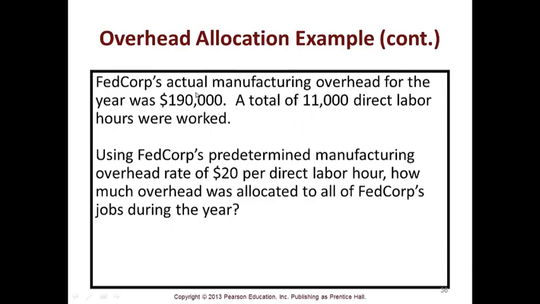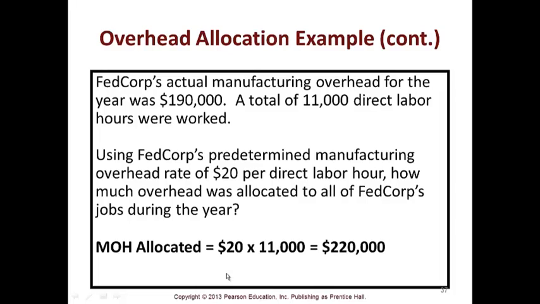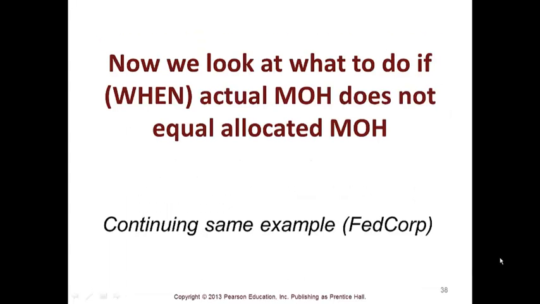FedCorp's actual manufacturing overhead for the year ended up being $190,000. So a total of 11,000 direct labor hours were worked. Using the predetermined manufacturing overhead rate of 20, how much overhead was allocated to all of FedCorp's jobs during the year? Okay, you took the 20 times the 11,000 is 220. Okay, so see this right here on the next slide. You're going to say, how do you actually look at that?